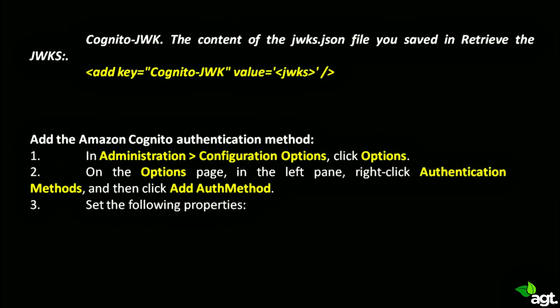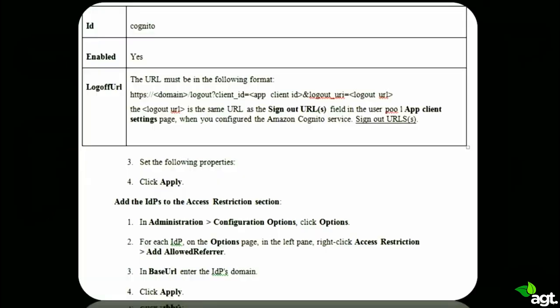Next, add the Amazon Cognito authentication method in administration. Go to Configuration Options and click Options. Second, on the Options page in the left panel, right-click on Authentication Methods and then click Add Authentication Method. Set the following properties: ID equal to Cognito, Enabled set to Yes, and the logout URL, which must be in the following format as we explained earlier: http://domain/logout?client_id=<application client ID>&logout_uri=<the logout URL>.